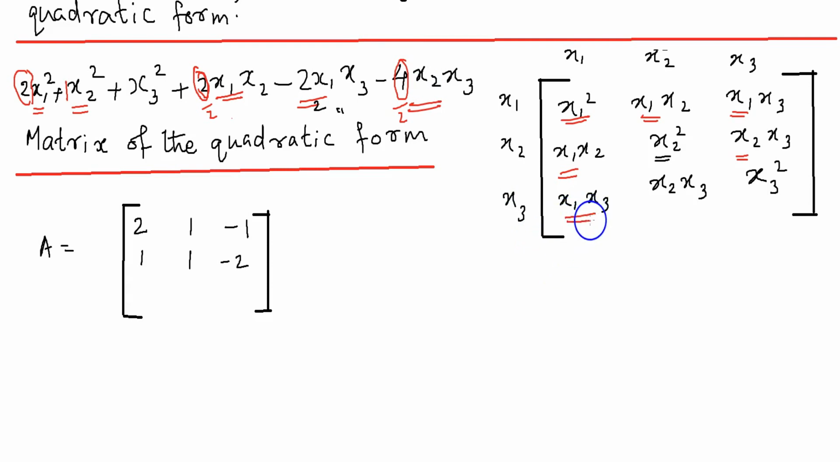In third row, the first element is the coefficient of x1, x3, that is minus 2. We divide it with 2 and write the element as minus 1. In third row, the second element will be the coefficient of x2, x3, that is minus 4. We divide it with 2, write the element as minus 2. The third element will be the coefficient of x3 square, that is 1. Write the element as 1.